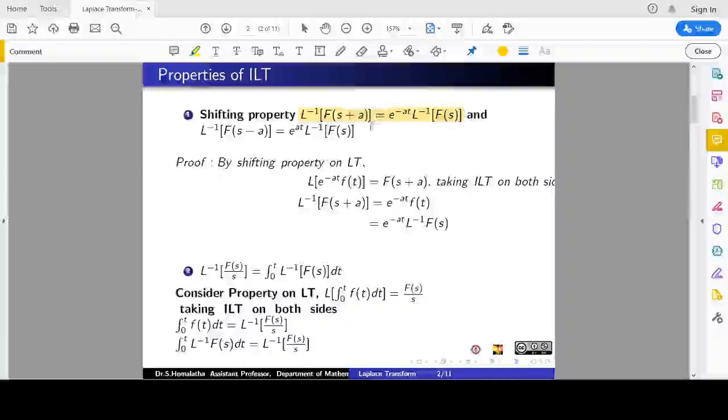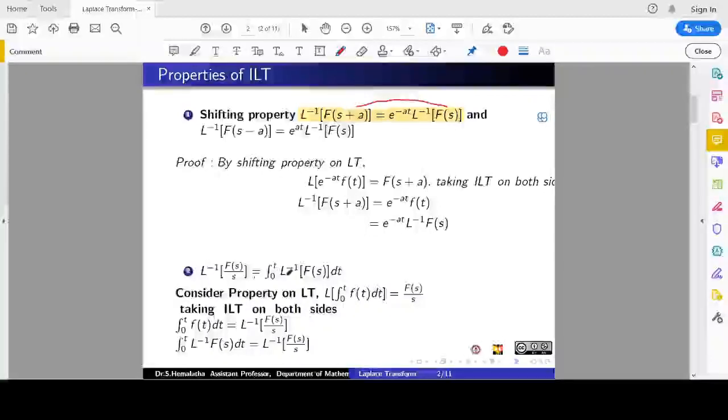When you have an s plus a form function, remove that plus a parameter in s, make it an s parameter, and then go ahead. Like you convert this s plus a parameter as s parameter by writing e exponential minus at. Because it is plus a, I have written minus a. It's the opposite sign, whatever is here. So this is the other way of writing.